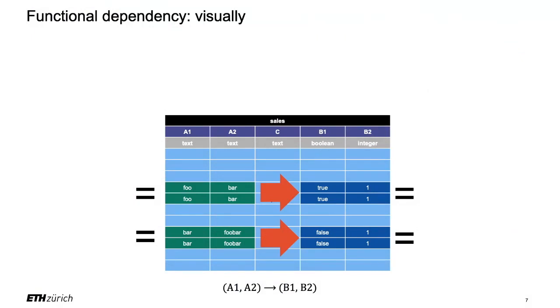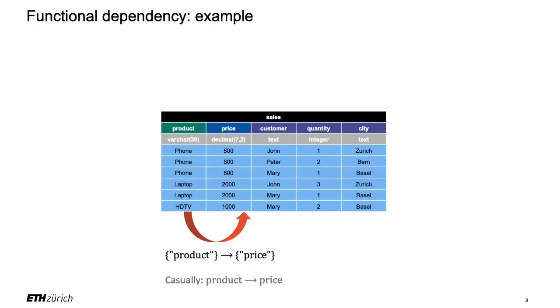So this is what it means to have a functional dependency. B1 and B2 are functionally determined by A1, A2. This is what we saw last week. So that's an example in real life that the product functionally determines the price, meaning the price is a function of the product. And if I give you the product, you can tell me the price.